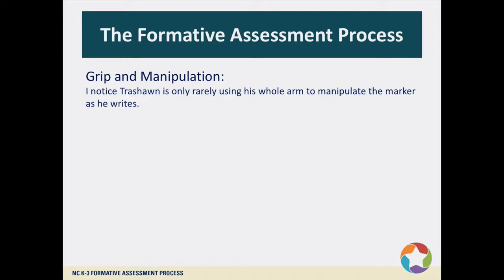Let's do one more. So let's think about grip and manipulation. Let's say I notice Trayshawn is only rarely using his whole arm to manipulate the marker as he writes. He's got pretty good wrist control and pretty good fine motor control. So take a moment to look at your at-a-glance document and decide where you think Trayshawn's current learning status should be.